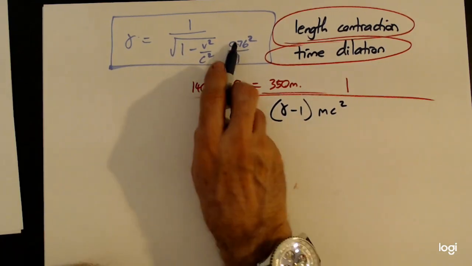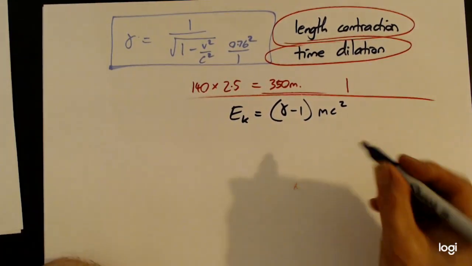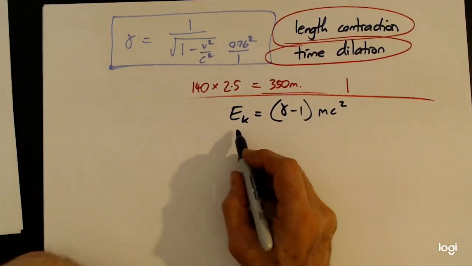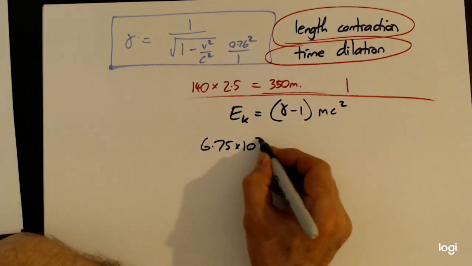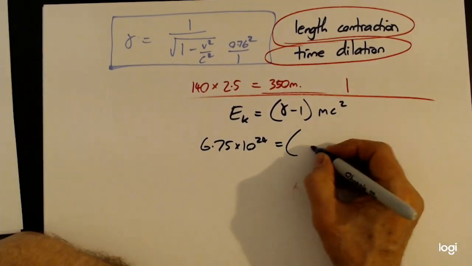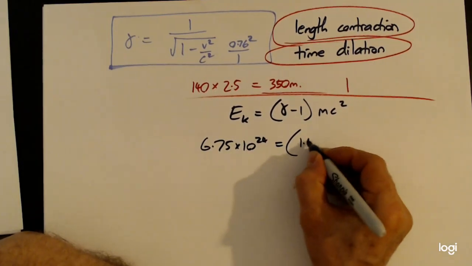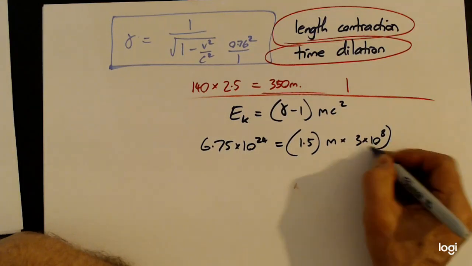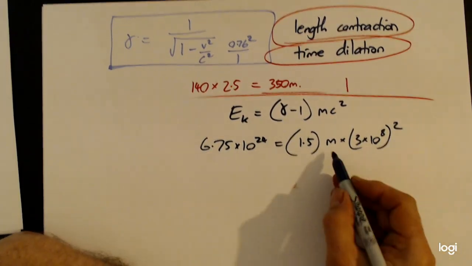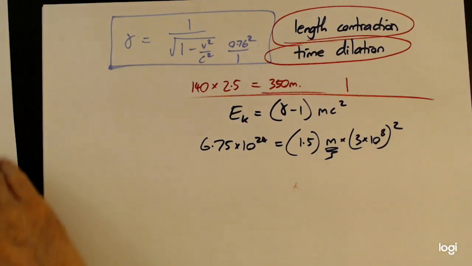This time you have to put the number in. You can't just put 1 in like this. You've actually got to put 3 by 10 to the 8. Okay? So they gave you the kinetic energy, 6.75 by 10 to the 24 equals, Lorentz factor was 2.5, 2.5 minus 1 is 1.5, times m times 3 by 10 to the 8 squared. Solve that for m. Pretty straightforward. Okay, that is it for question 8, I think.